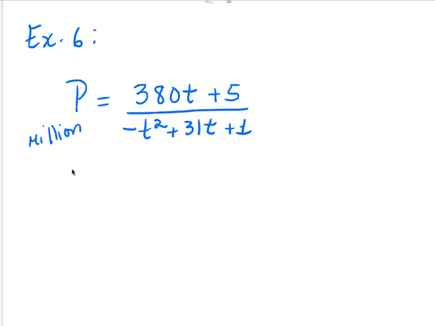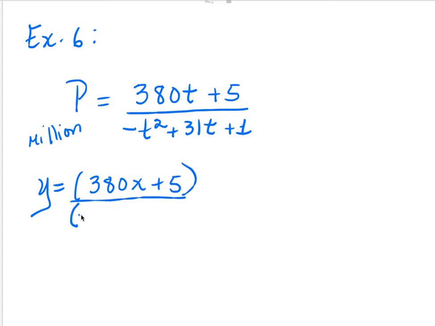All right, they're going to show you one way to do this, by graphing. So in your calculator, you're going to press y equals, and in y sub 1 you're going to put this first equation. Just remember you're going to have to use parentheses. So it's going to be 380x plus 5, divided by negative x squared plus 31x plus 1. Okay, so you're putting that in y sub 1.